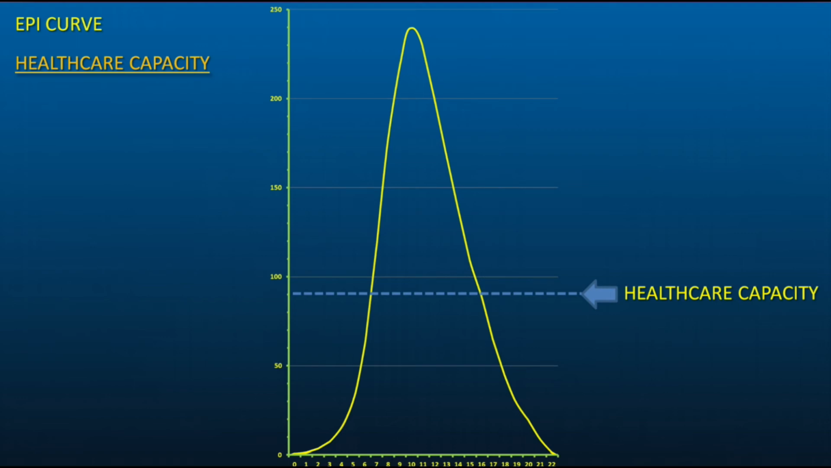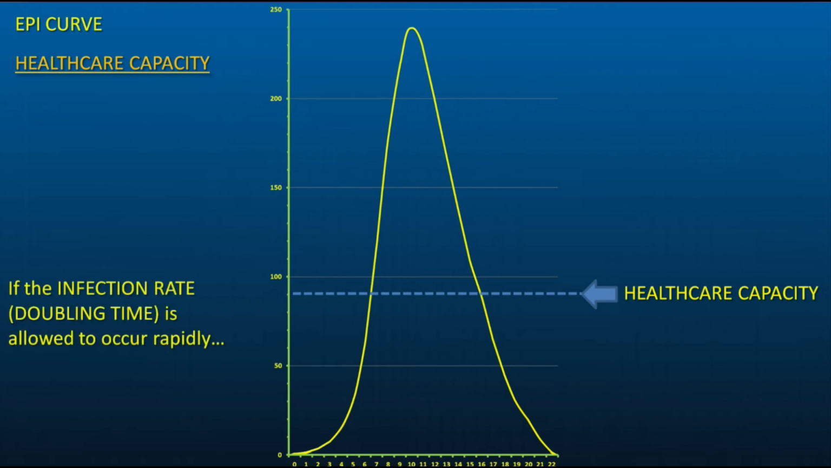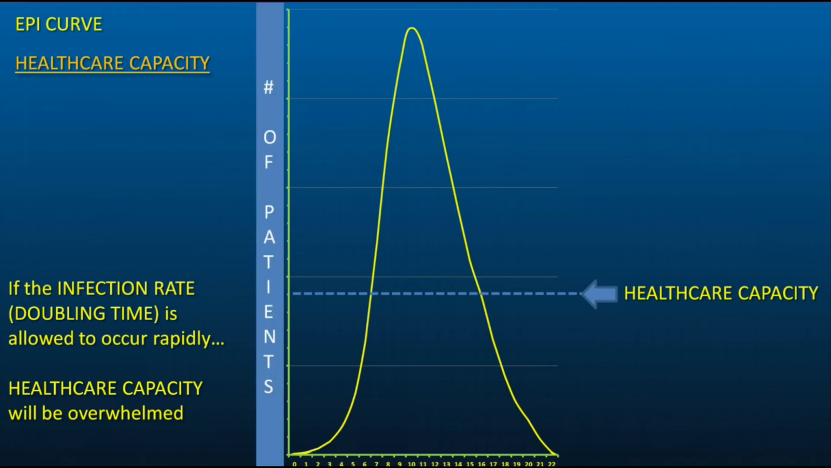But let's go back to our model of the 2,000 mice with rampant infection, or infection with no intervention. We can see from this particular epi curve that if the infection rate or doubling time is allowed to occur rapidly, then the 30 students representing our healthcare system will be overwhelmed. This scenario unfortunately may very well occur in a human population, and we can change the y-axis to a generic number of patients and the x-axis to a generic time, which can be days, weeks, or months.